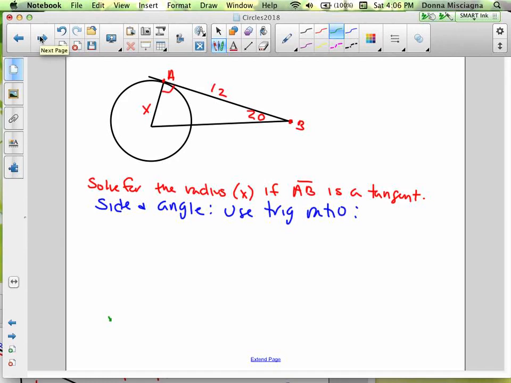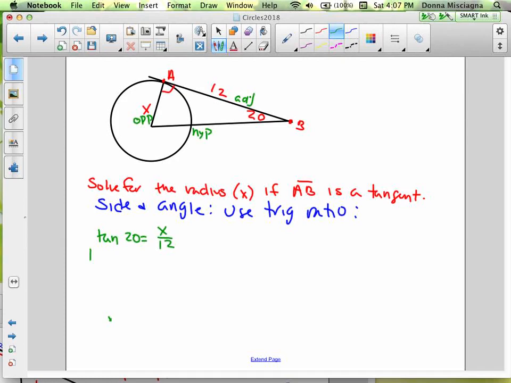So across the triangle, that is the opposite. And AB is the other leg, it is the adjacent. Of course, opposite the right angle is the hypotenuse. We're looking for the opposite. We know the adjacent, that would be tangent. So we have tangent 20 equals x divided by 12.